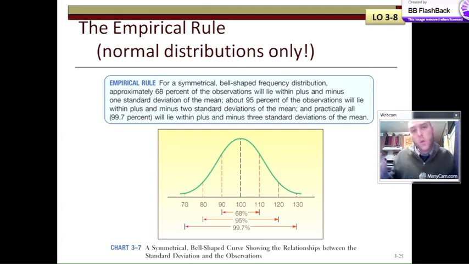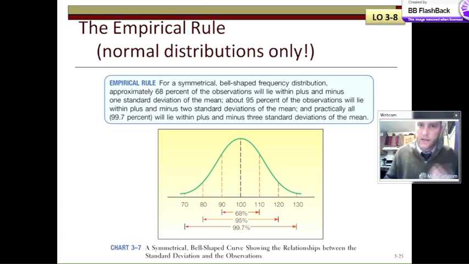Between 80 and 120, we'll find 95% of the observations. Again, if there's 100 people, that's 95 people between 80 and 120. Three standard deviations, so 100, 90, 80, 70, 100, 110, 120, 130, between 70 and 130, we will find 99.7%, or practically all the observations in our data set.